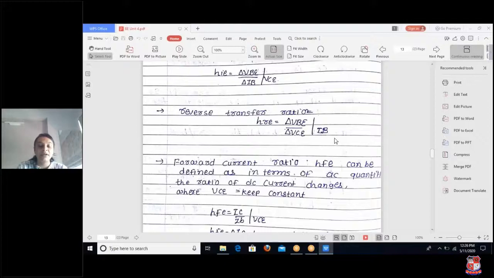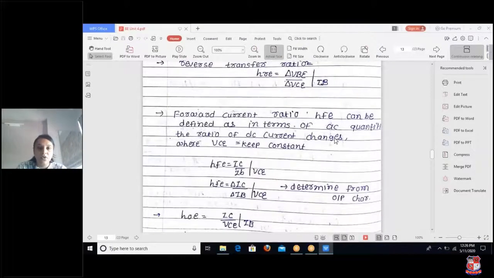Okay. Same thing. What is the forward current ratio? So HFE can be defined in terms of the AC equivalent circuit, which is the ratio of DC current changes where the VCE is kept constant.